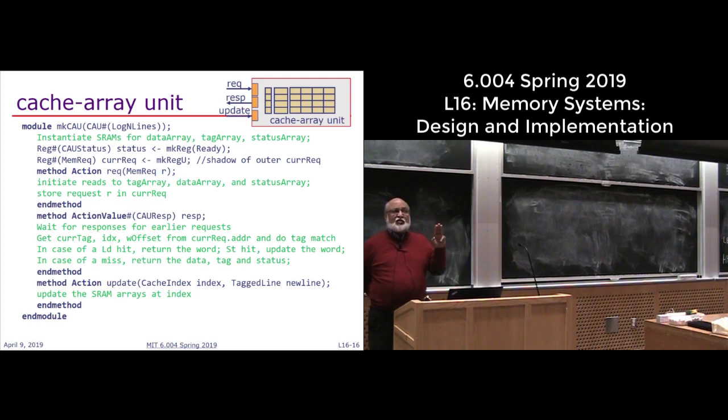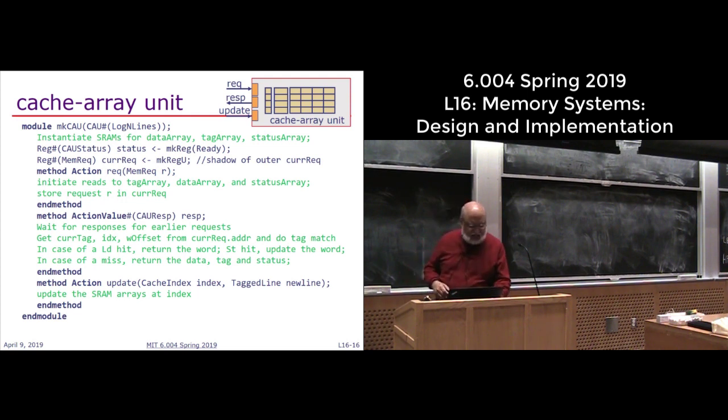All the smarts of how we will use CAU is outside CAU. CAU is simply a dumb structure. I give something, it reads it. If I ask it to write it, it writes it. If I ask it to update it, it updates it. So not too many smarts inside CAU.